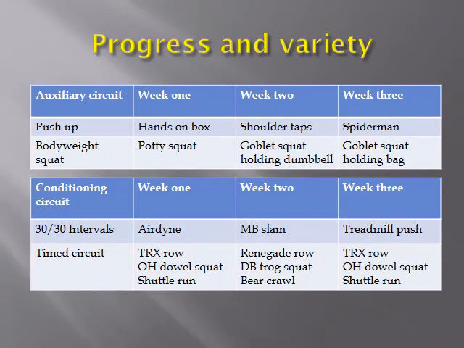In terms of progress and variety, with our auxiliary circuit, you'll notice that with push-up and a bodyweight squat, we have the basics in week 1. So say we're working on just the basic technique in that first week. Client has that down. We can go shoulder tap push-ups where I come to the ground, I tap the opposite shoulder. I can do a goblet squat holding dumbbells. Week 3, I just change the leg position, pulling my knees to my chest after I get my chest to the ground for the push-up, and I'm holding a bag.